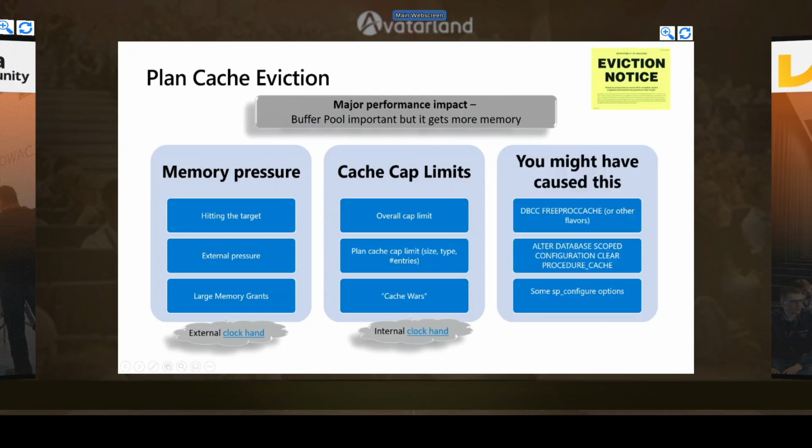Now, it could be, though, that you might have caused the problem. You're like, how do I cause the problem? Well, you could have run one of these commands. These types of commands that you run can cause us to evict plan cache. It has nothing to do with the clock hands themselves. And just keep in mind, you need to be smart with what you cache. I just mentioned you may have used too many ad hoc queries that are getting cached when you need to parameterize these queries or perhaps use stored procedures.